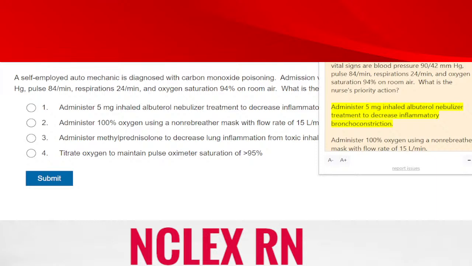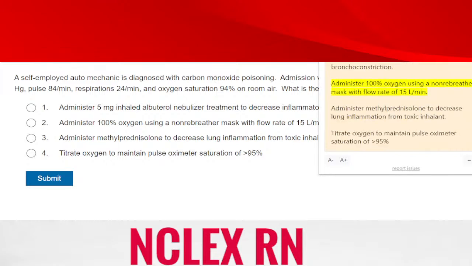Administer 5 mg inhaled albuterol nebulizer treatment to decrease inflammatory bronchoconstriction. Administer 100% oxygen using a non-rebreather mask with flow rate of 15 L per minute. Administer methylprednisolone to decrease lung inflammation from toxic inhalant. Titrate oxygen to maintain pulse oximeter saturation of greater than 95%.